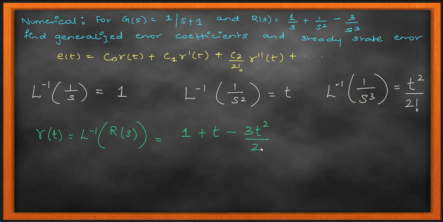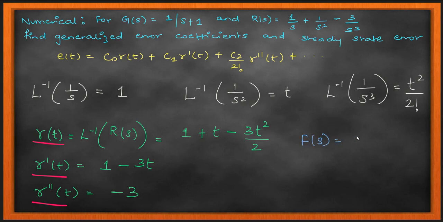I'm just differentiating my r of t, and my r double dash of t is minus 3, and r triple dash will be 0. So I can go till r of t, r dash of t, and r double dash of t, which means I need to be finding the coefficients C0, C1 and C2, right? Because my r of t, r dash and r double dash are valid, I need to find my C0, C1 and C2, the corresponding coefficients from the limit s tends to 0 in the s plane.